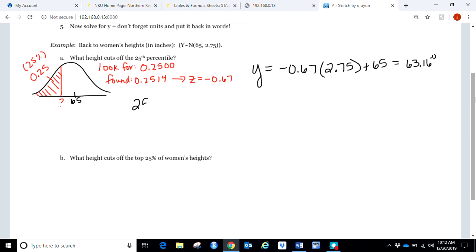So then what this value actually means for us is that 25% of women are shorter than 63.16 inches.